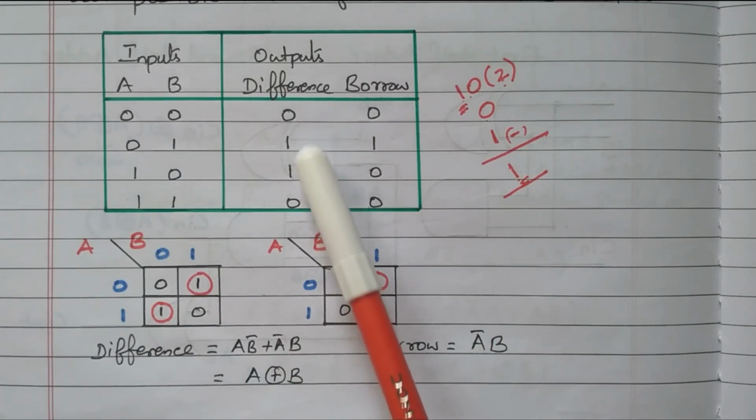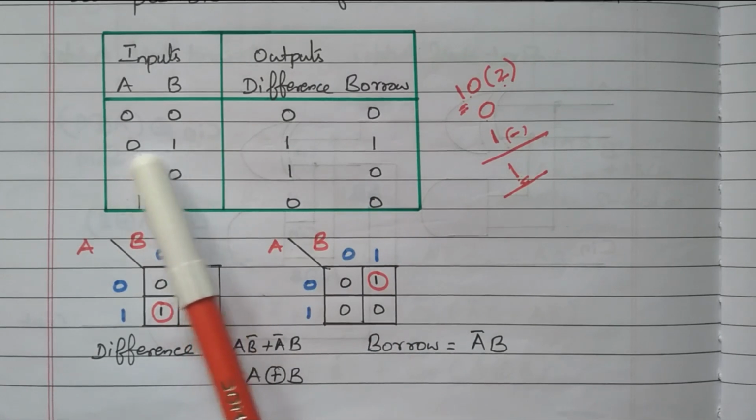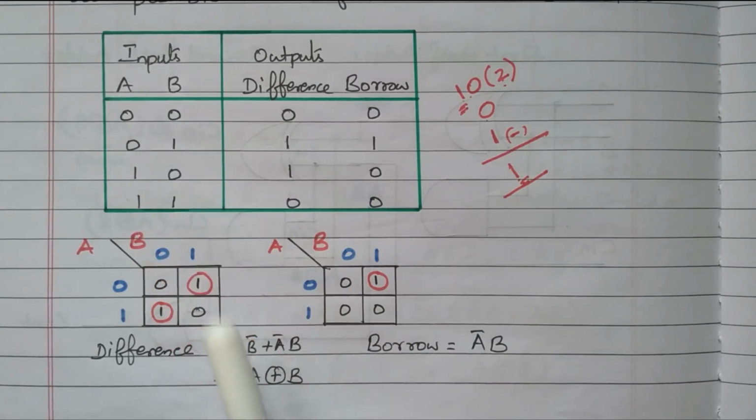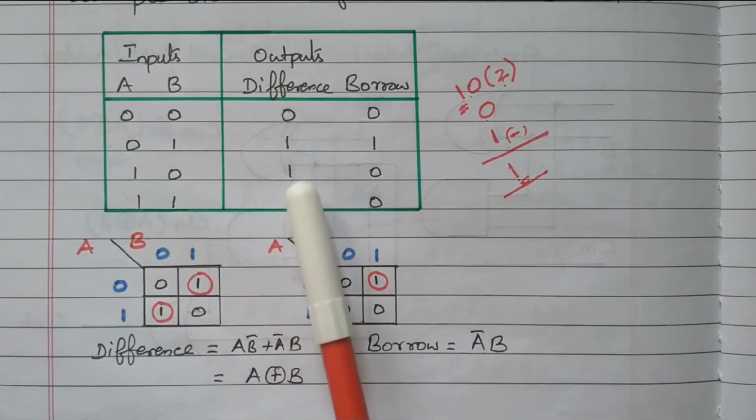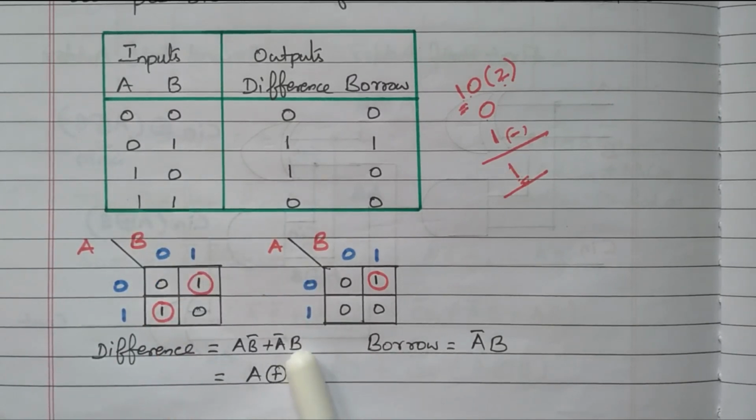So there are two ones available here for the difference. The second term is 1 and the third term is 1. First and fourth are 0. What is the second term? 0 1 means A bar B. The third term is 1 0, which means A B bar. So A B bar plus A bar B. There are two terms available, so A B bar plus A bar B is nothing but A XOR B. XOR gate, XOR operation.